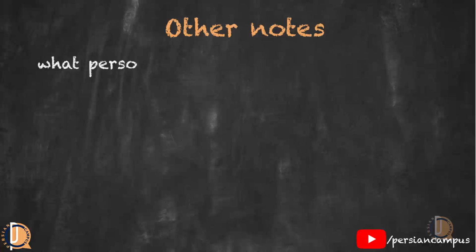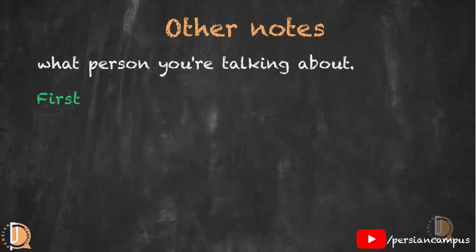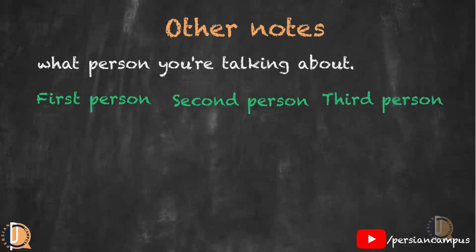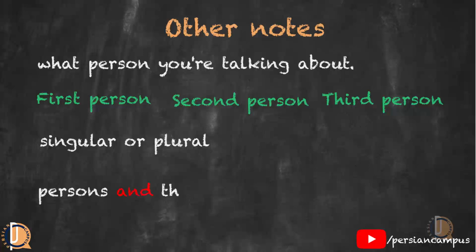You need to know what person you're talking about. When talking about myself, I will use first person. When I'm talking to someone, that someone would be the second person. And when talking about someone, that someone will be third person. Another aspect to be considered is if the person is in the singular or in plural. Selecting a pronoun depends on these factors. Pronouns are not only used for persons, they are also used for things.